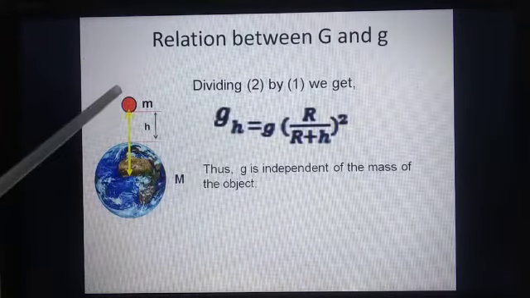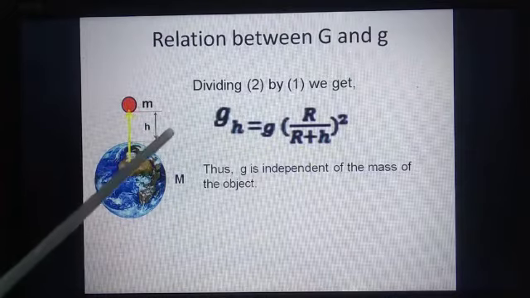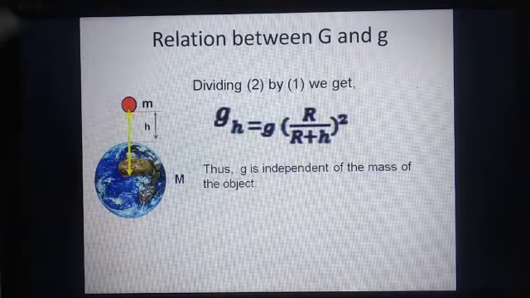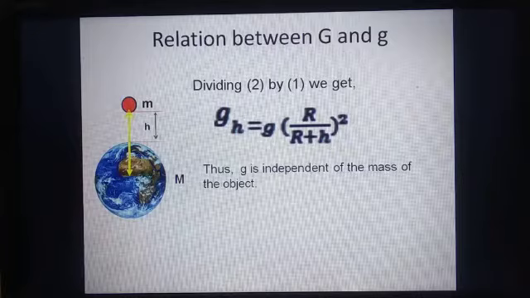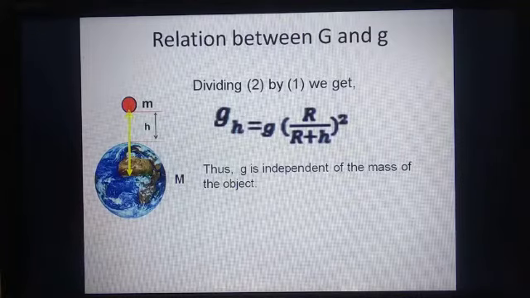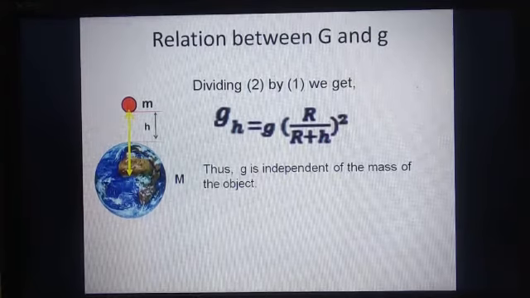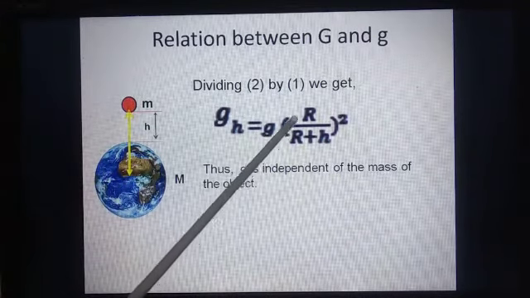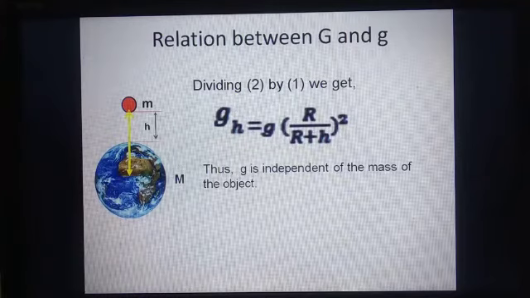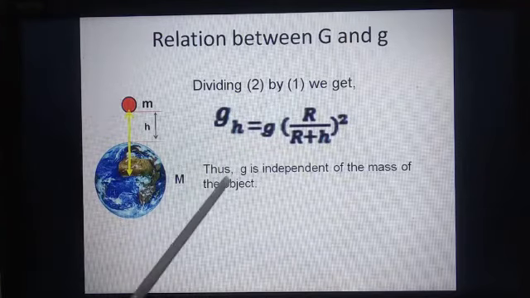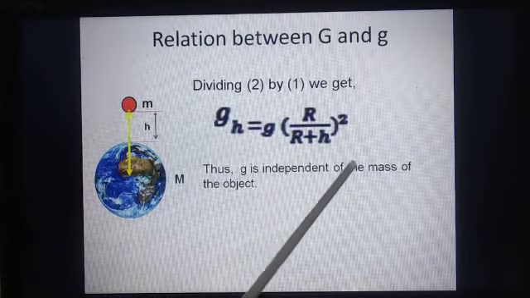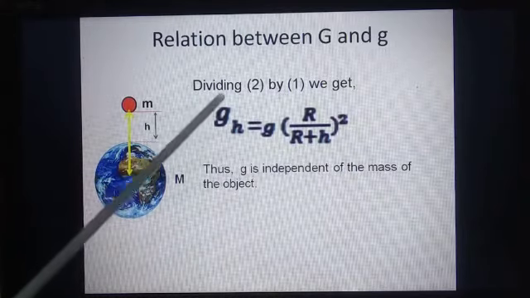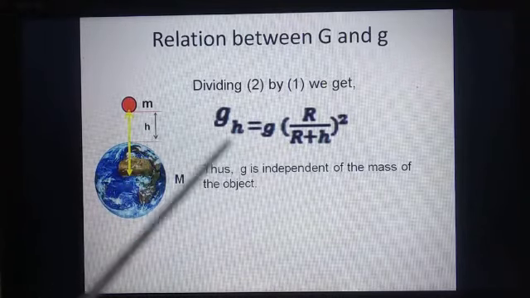Suppose we combine these two equations, the relation on the surface of earth and above the surface of earth. We get this formula, gh equals small g into these terms. Here we see that this g is independent of the mass of the object. There is no mass in the formula.